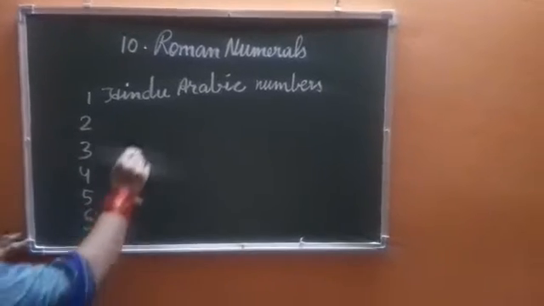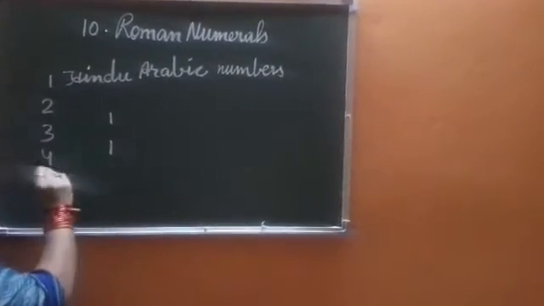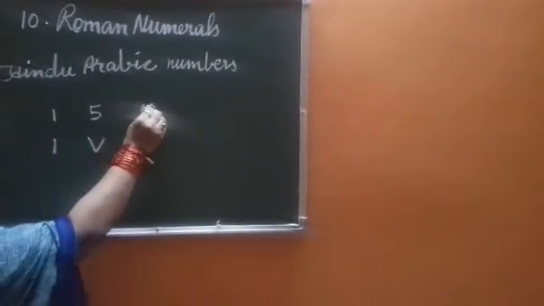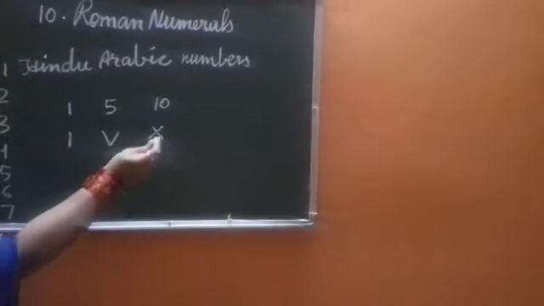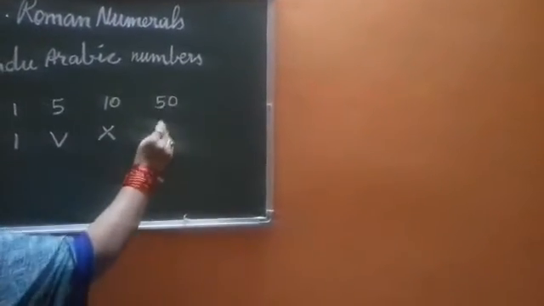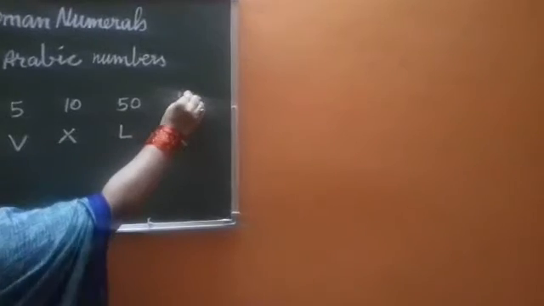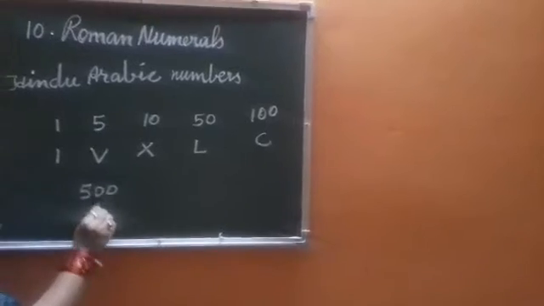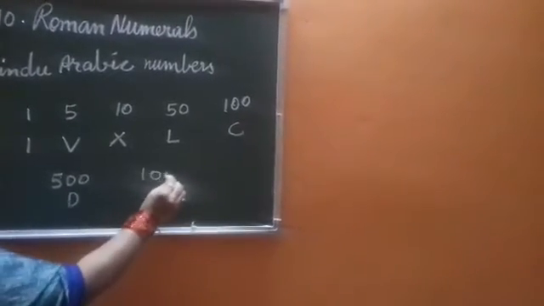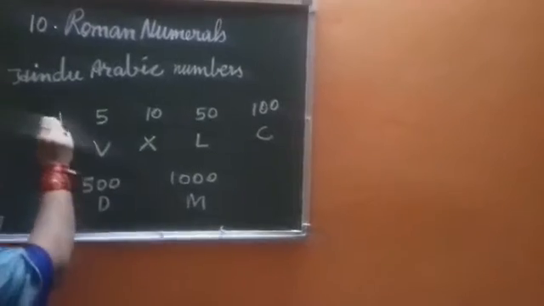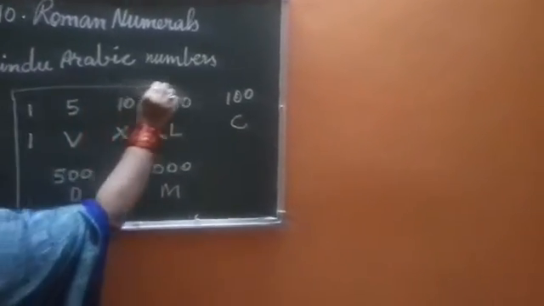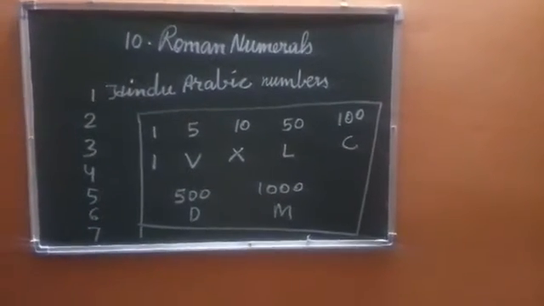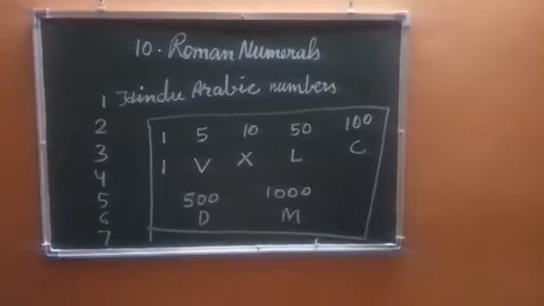the numbers. Like for 1 we use I, for 5 we use V, for 10 we use X, for 50 we use L, for 100 we use C, 500 we use D, and 1000 we use M. These are the letters which are used, and based on these numbers we can write as many big numbers as we want. In fact, up to 15,000 or even more than that.